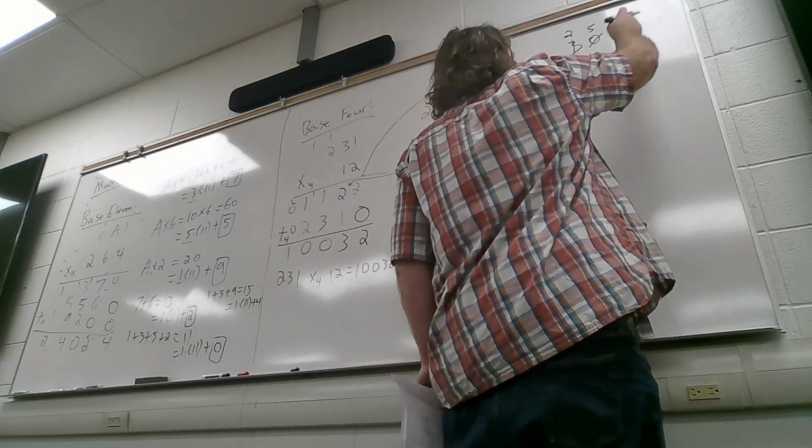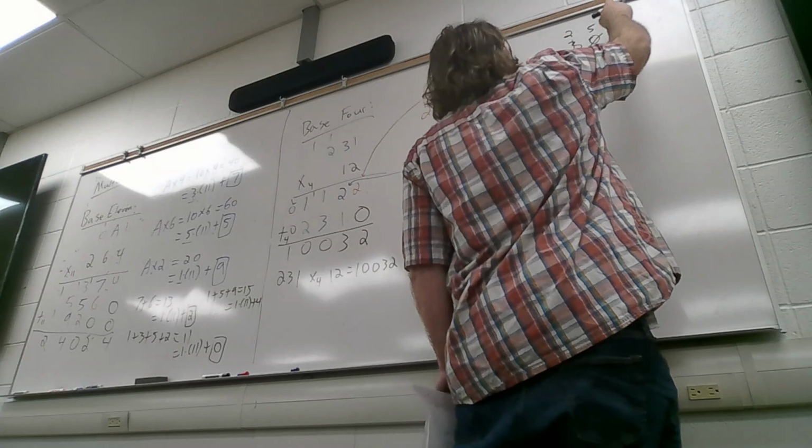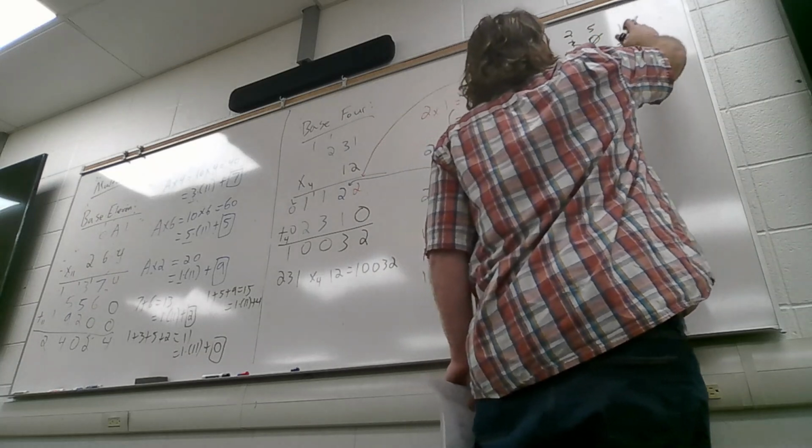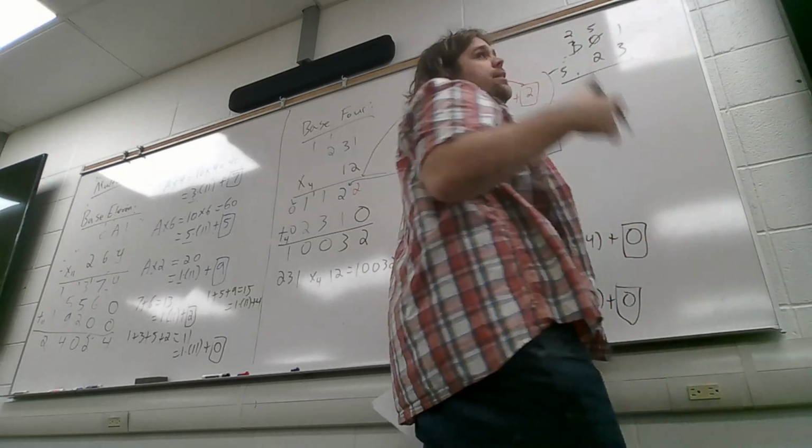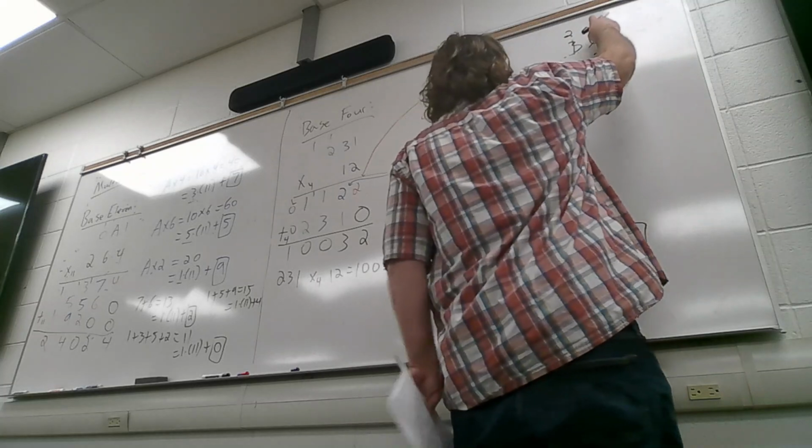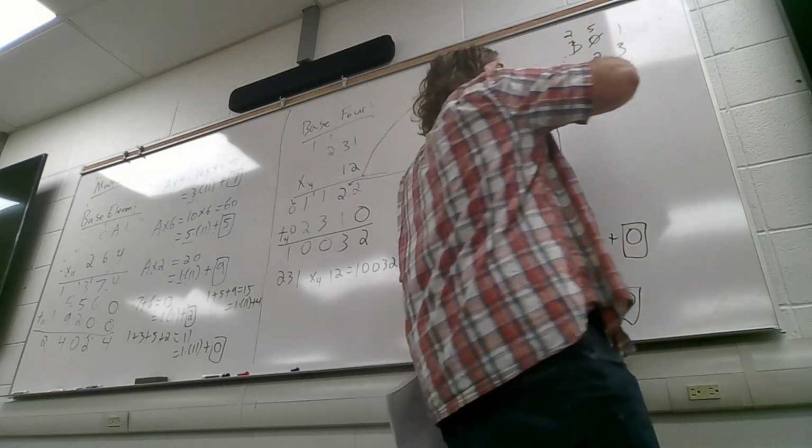Now our goal was to borrow for this. So now we're going to borrow. We're looking at this and we're going, okay, I need to do 1 minus 3. I can't. I need to borrow. I look over here. This is 5 now. So I can borrow from that.